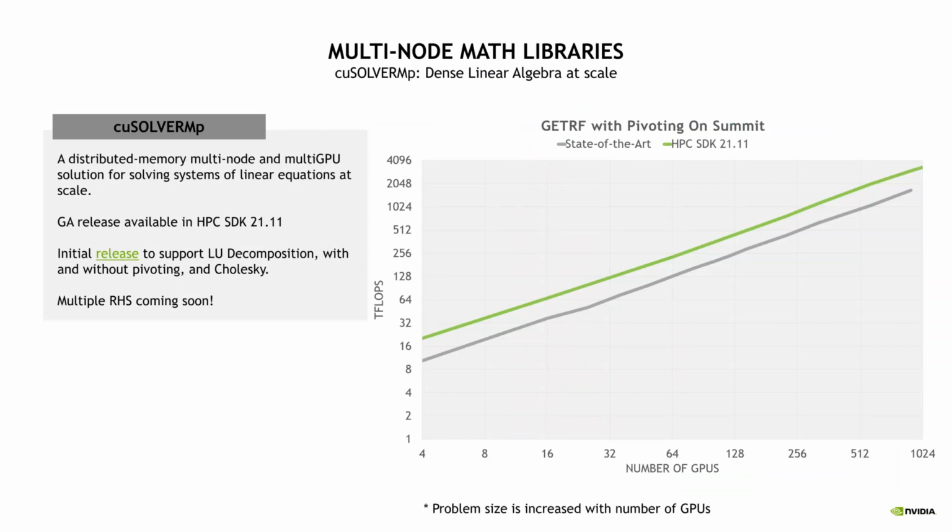I mentioned the fact that one of the directions we're going in is to try and bring multi-node support as well as multi-GPU support into the library. And here's a good example of our cuSOLVER library, which is looking at solving linear equations. And this is an experiment we did on Summit, which is, I think, currently the second largest supercomputer on the TOP500 list at the moment.